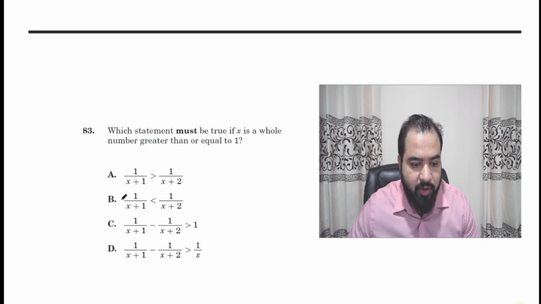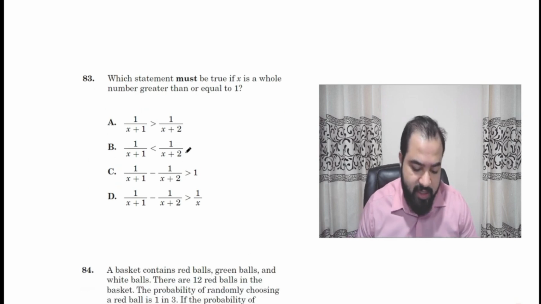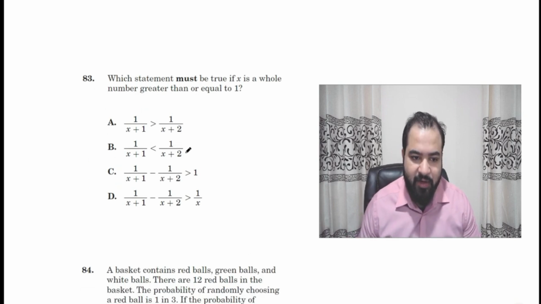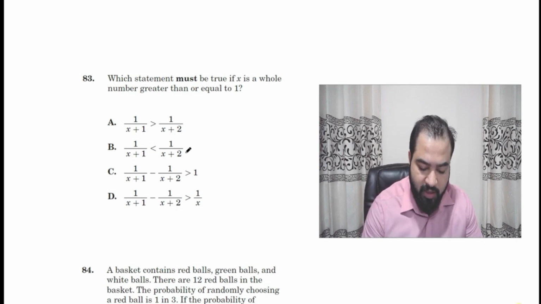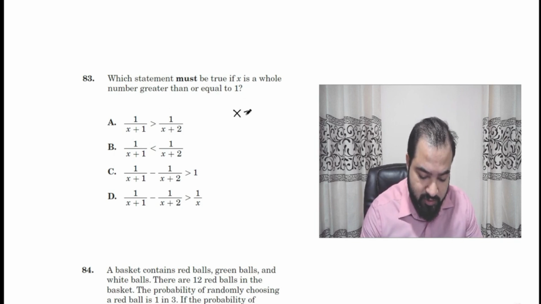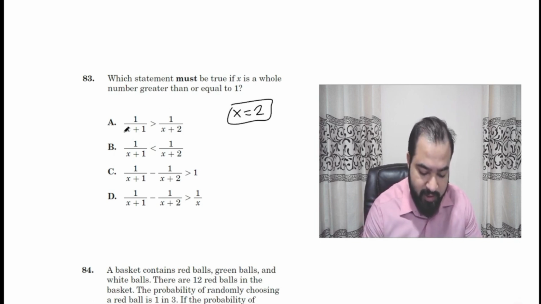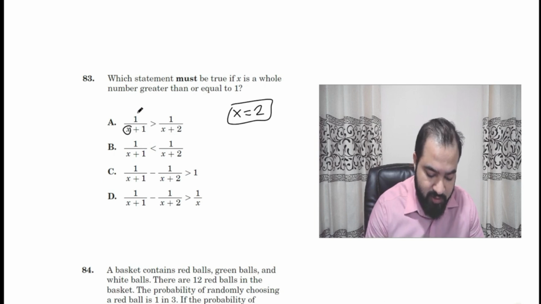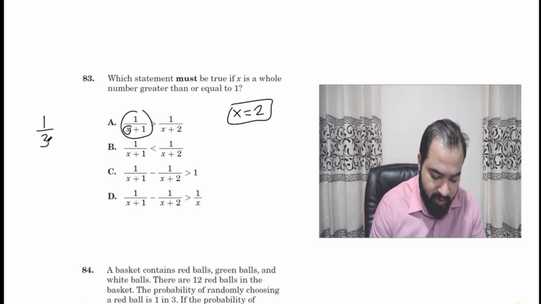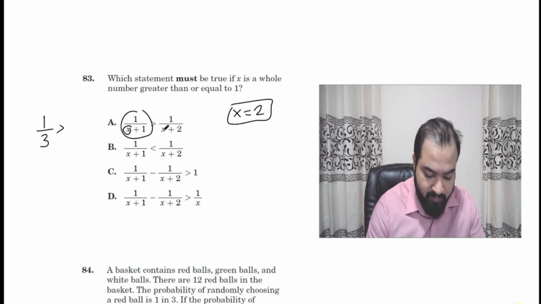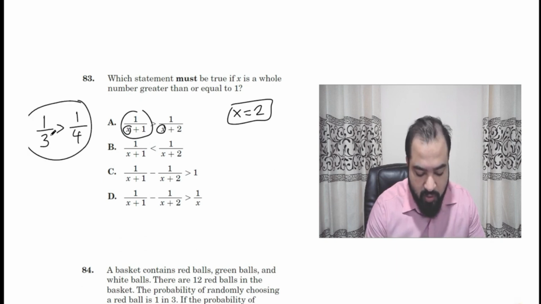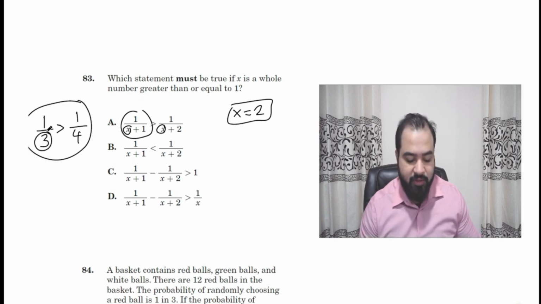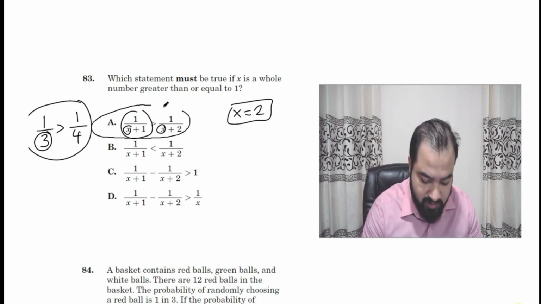Let's go to question number 83. It says, which statement must be true if x is a whole number greater than or equal to 1? Whole numbers are positive integers and 0. So let's say x is equal to 2. You can pick that. Now let's plug it in. On this fraction we get 1 over 3, greater than, and plugging in 2 here, that's 1 over 4. Well, this is true. The smaller the denominator, the bigger the number is. So 1/3 is actually bigger than 1/4. So this is the answer.